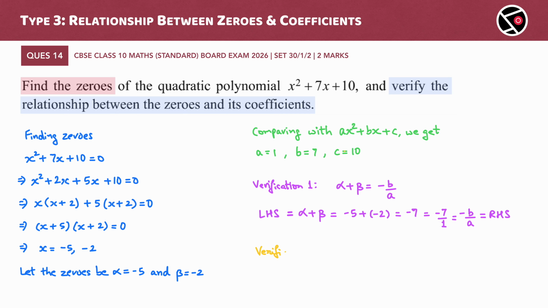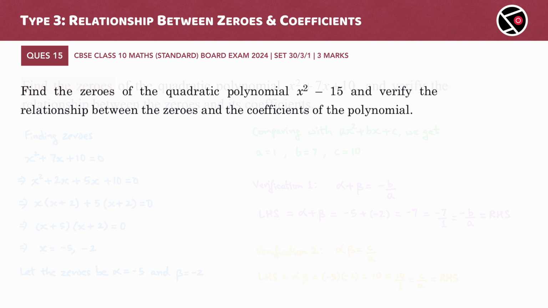Now we have alpha times beta equals c over a. The left hand side is alpha times beta. Alpha is minus 5 and beta is minus 2. Minus 5 times minus 2 is 10, or 10 over 1, which is c over a. Left hand side equals the right hand side. Let's now move to the next question.